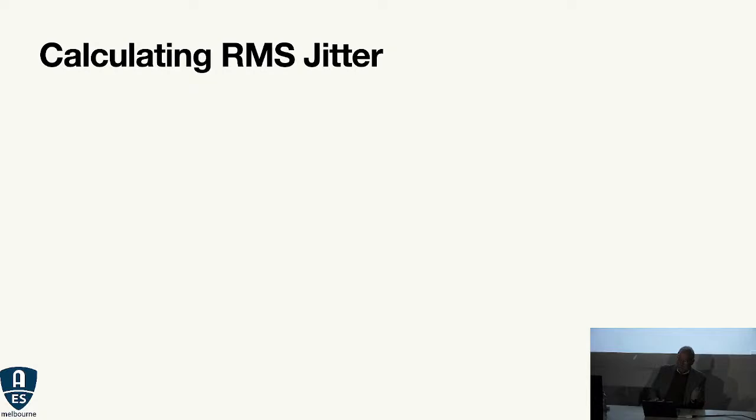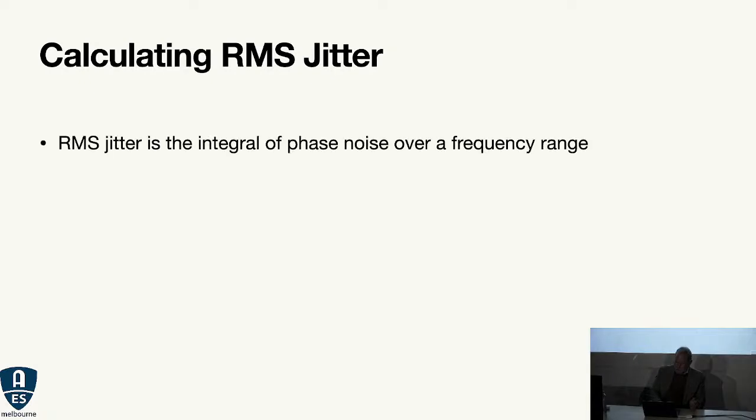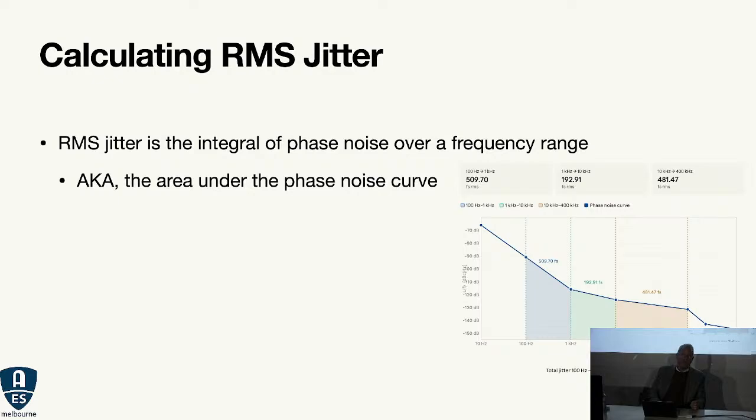So what do you do with these measurements? If we're doing this with a spectrum analyzer, say, or this TDC methodology, where you have a frequency plot and you want to know what's the RMS jitter that goes with that. RMS, and I'm going to put you all to sleep here. RMS jitter is the integral of the phase noise over some frequency range. And already I can hear the snoring. Another way of referring to it is it's just the area under the curve, which makes a lot more sense.